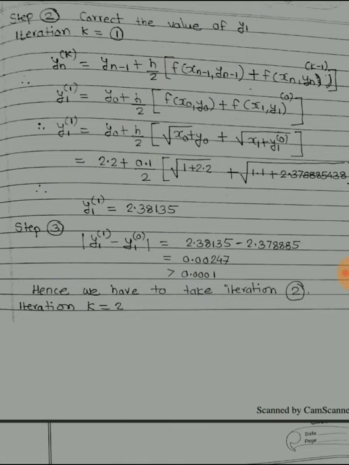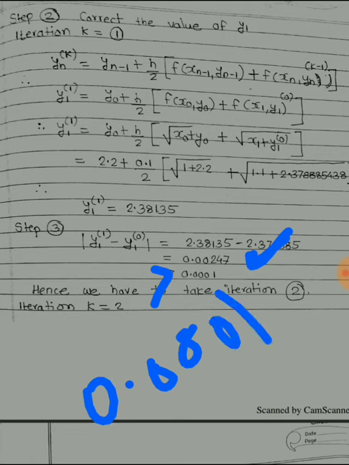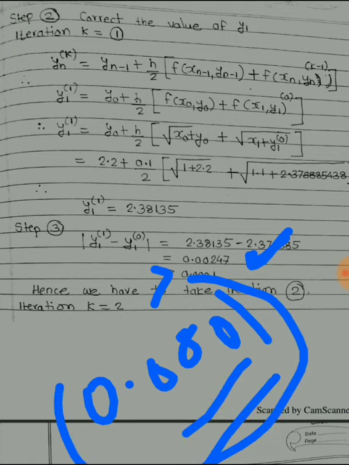In order to achieve that, I need to take step 3, that is here. What I did in step 3 is magnitude of y1 after correction minus magnitude of y1 before correction, and its difference I am going to check, and that difference is coming to be 0.00247, which is definitely greater than 0.0001, as 0.0001 is the accuracy which is mentioned in the problem.